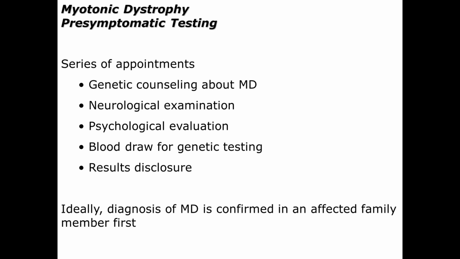But with myotonic dystrophy, it's not always an adult onset condition. So sometimes, obviously, children will show symptoms. So when is it appropriate to test a child for this condition, though? And that's hard to say. And it really is a conversation that needs to happen with the family.